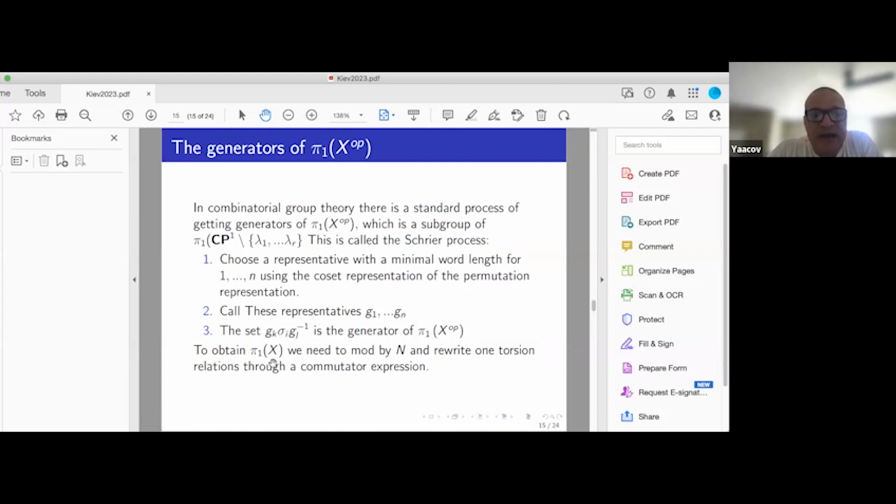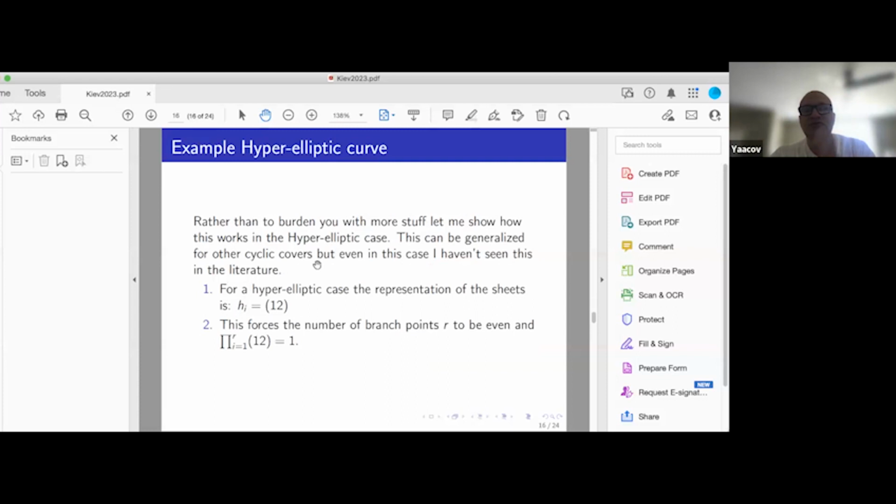Then you obtain pi 1 of x, you need to mod by n and rewrite one torsion relation through a commutator expression. So I'm going to do this explicitly for the hyperelliptic case, so you will see how I'm getting my commutation relation from this seemingly abstract representation. Rather than burden you with more stuff, let me show you how this works in the hyperelliptic case. And lo and behold, I didn't see this development anywhere, even for hyperelliptic.